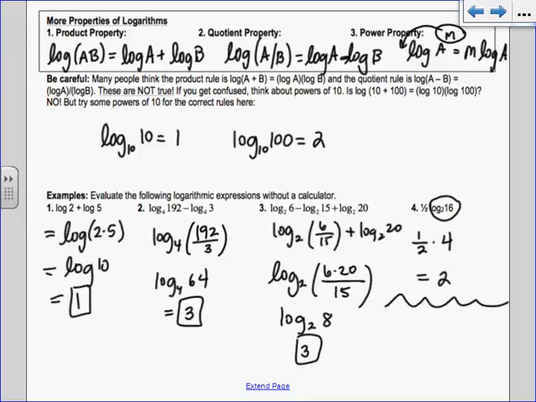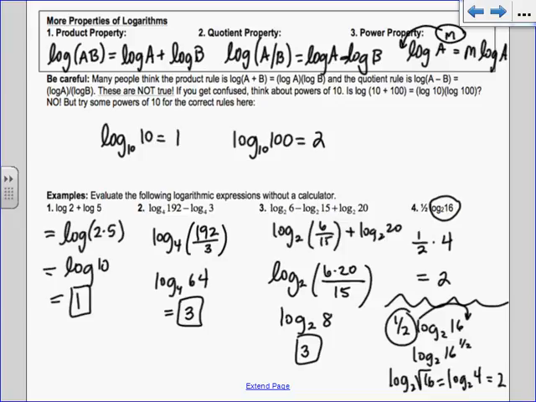So what if you had brought it up as a power first? What if you had 1/2 of log base 2 of 16 and you brought this up as a power? What does it mean to have 16 to the 1/2? It means the square root of 16, right? So you have log base 2 of the square root of 16, which is log base 2 of 4. What do we end up getting? Same thing, 2, right? 2 to what power gives you 4?